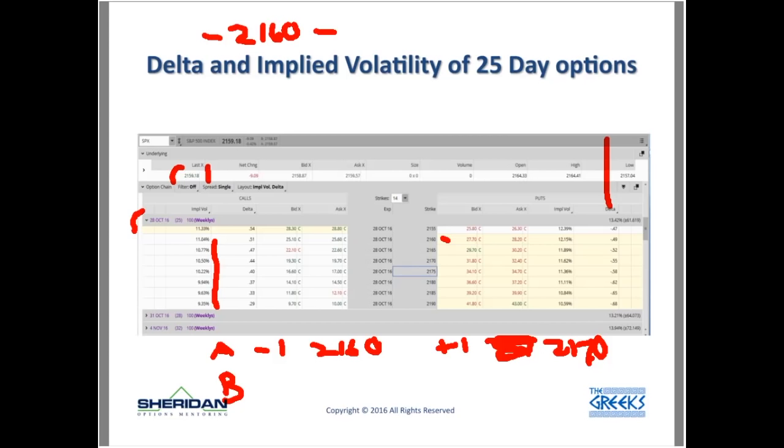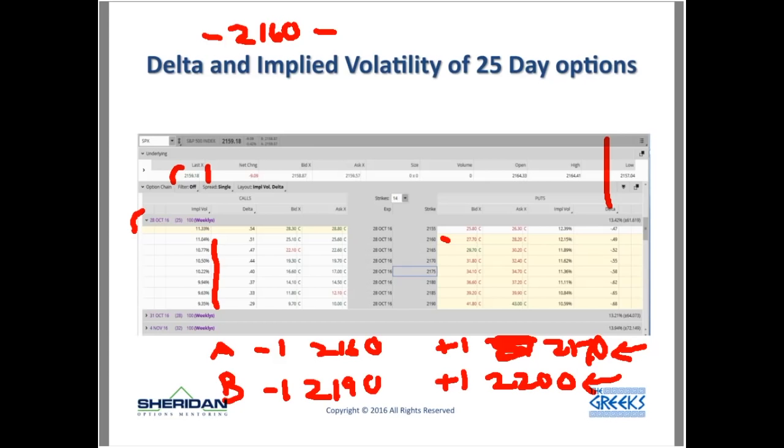B, I'm selling one out of the money 2190, buying one 2200 call. So this is an at the money call credit spread. This is an out of the money call credit spread. Which one has more volatility risk? Which spread? A or B? Feel like you're at the eye doctor? A or B? Next, C or D? Which has more volatility risk?